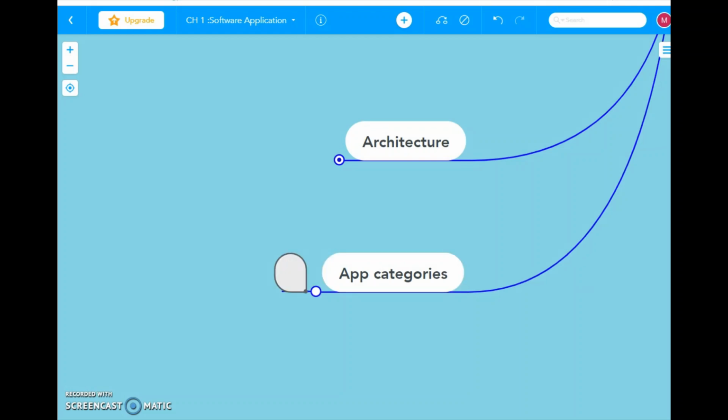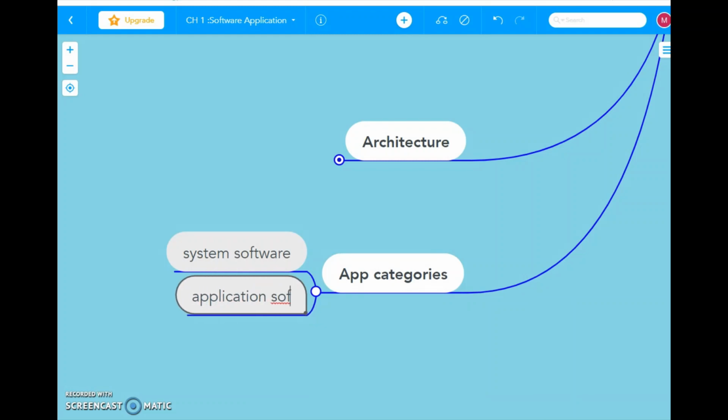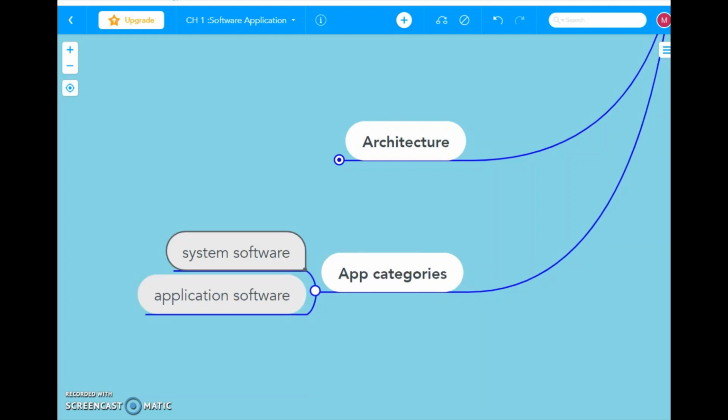Now application categories, there are two types of categories. Firstly, system software, and the next one is application software. Okay. Now system software is nothing but the software which manages the computer resources and helps to run a computer. So basically your operating systems and your compilers are called system software. And application software is nothing but the software which helps you to perform some specific task. Your spreadsheets, your games, paint, a calculator. They are performing some particular specific task assigned to them. That is called application software. I hope this is clear.